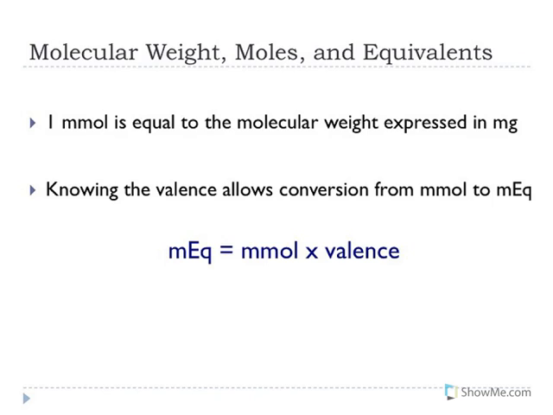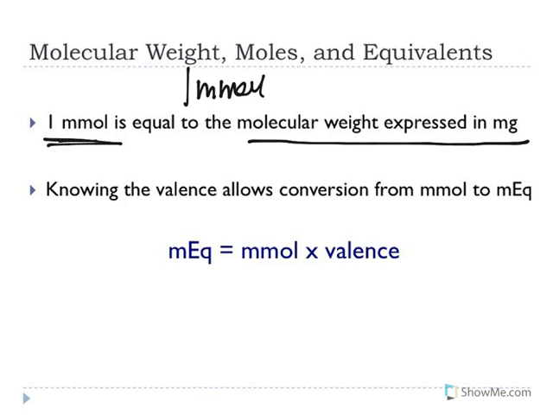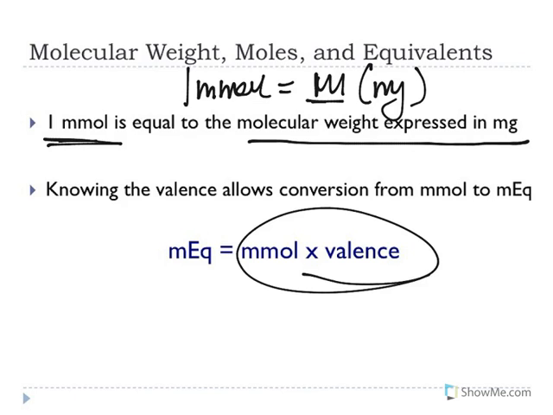Well, millimoles are easy because you can always figure out the molecular weight of a substance. And the molecular weight, expressed in milligrams, is equivalent to 1 millimole. So that's a set thing that we know. Again, 1 millimole equals the molecular weight in milligrams. Then how we convert from millimoles to milliequivalents is using the valence of whatever compound we're looking at.